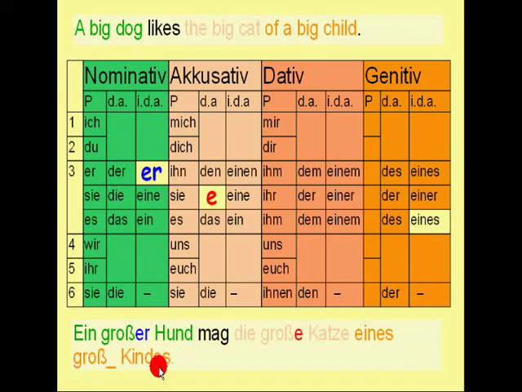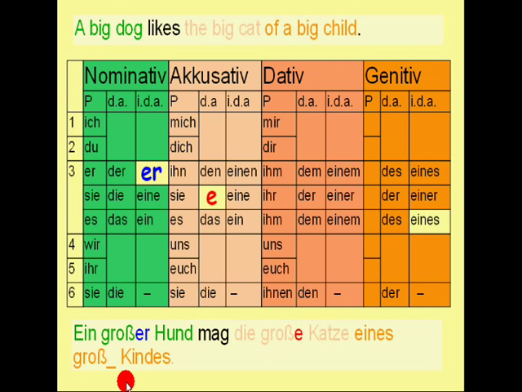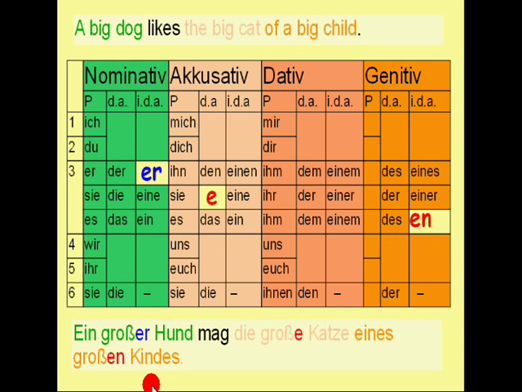Because in the genitive case, neuter nouns and masculine nouns get an additional es or an additional s, as you remember in my lesson about the genitive case. But anyway, this is how the sentence continues. And now we need to put the ending of the adjective behind the basic form. Do you remember the adjective ending for this indefinite article? It was en. So the correct sentence now is: Ein großer Hund mag die große Katze eines großen Kindes.